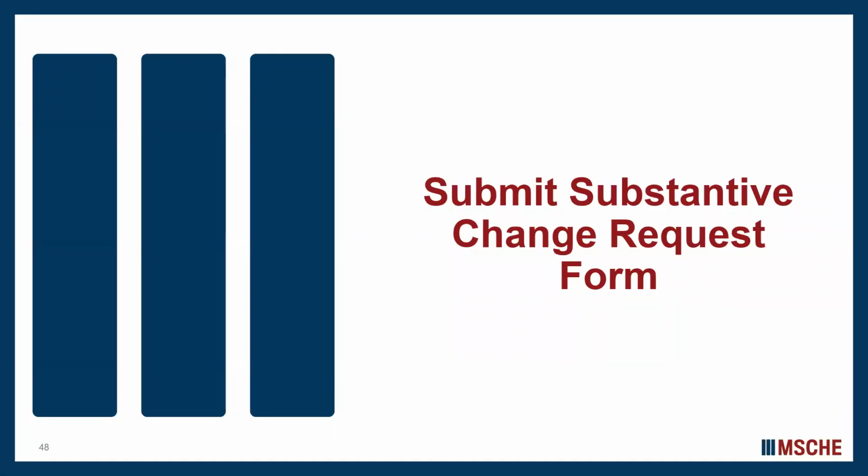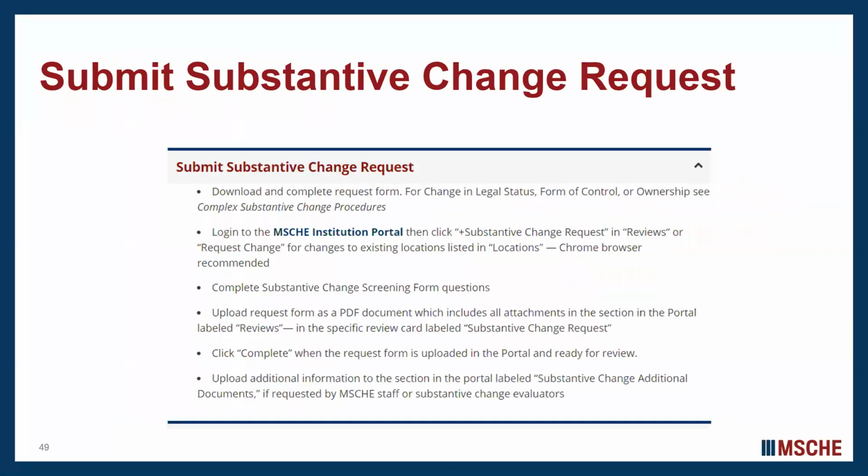How to submit. The first step is to download and complete the correct substantive change request form. Then log into the portal and complete the screening form. The next step will be to upload your request form in the portal and then click complete. If additional information is requested by staff or reviewers, you should upload that in a separate section in the portal, and you will receive guidance from the substantive change staff on that. That's just a few steps on how to submit.